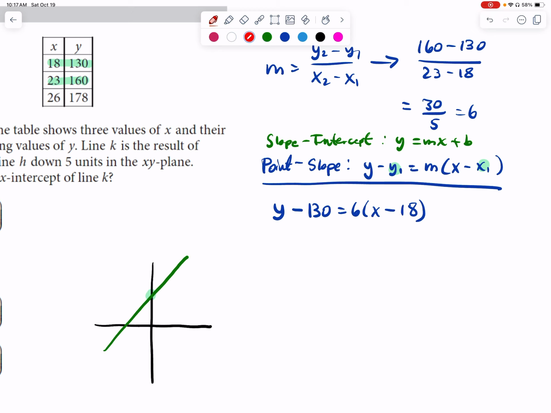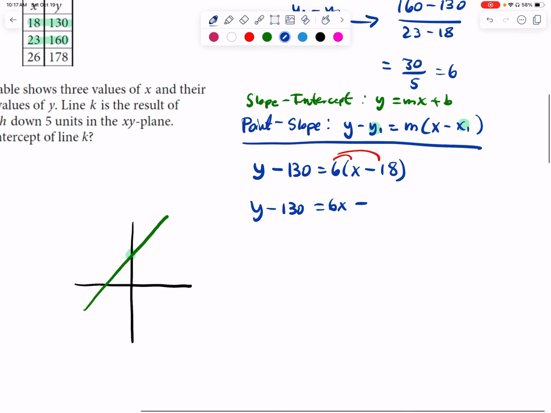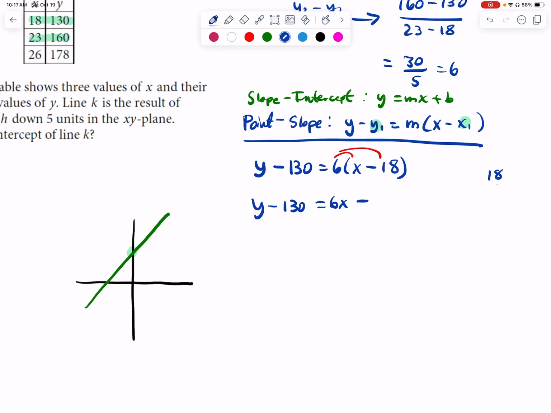Anyway, let's distribute the 6 through here. I have y minus 130 is equal to 6x minus, and then off to the side, let's do this multiplication. 18 times 6 is going to be 60 plus 48, which is 108. Now I'm going to have to add the 130 over to the other side of the equation, so I have 130 minus 108, which I believe is 22, and it's going to be a positive 22 because I'm adding the 130. So y is equal to 6x plus 22. So here's my equation.